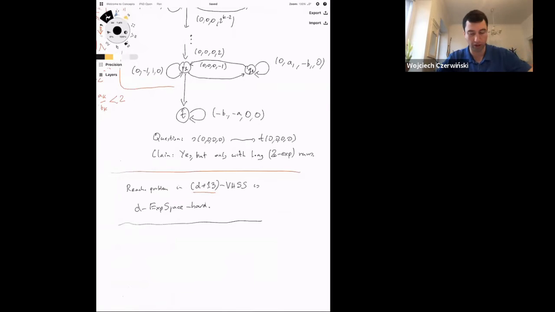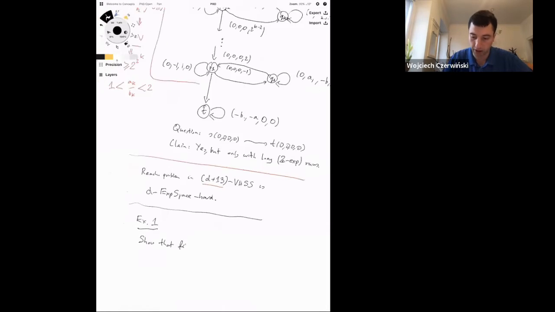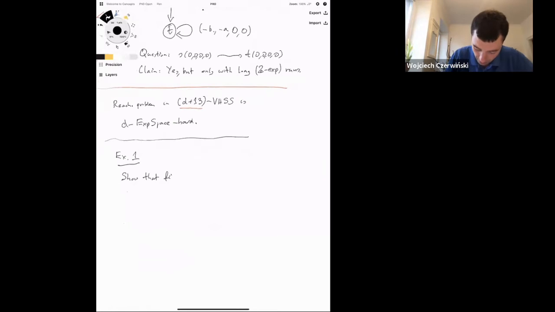So I think that maybe we can start from the exercise from yesterday. It was exercise number, I don't know, I think it was number 7, but it's exercise number 1 for today. Show that finiteness can be decided in X space. Of VASes, of course, yes.